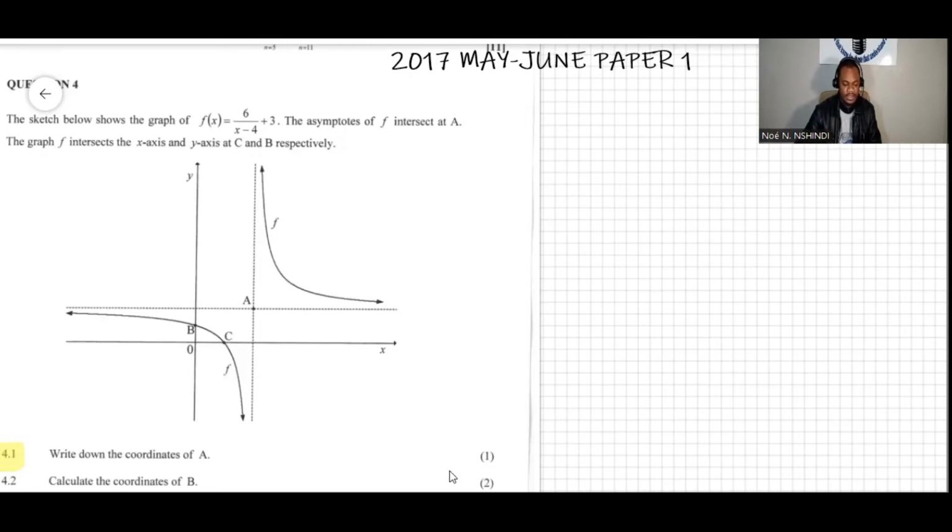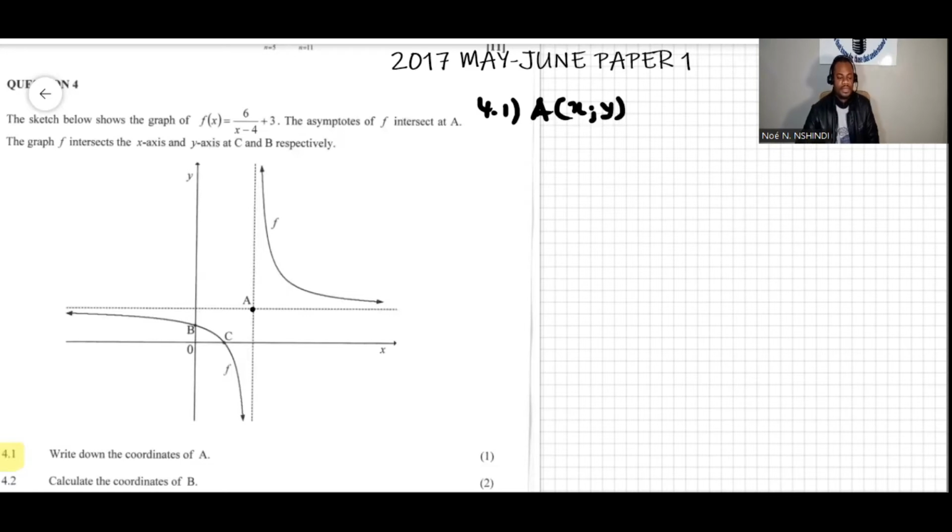As you can see there, the coordinate of A. So A is basically the point over here. Okay, so this point here. So we need to find the coordinate of A. Write the question here, 4.1. So we're looking for the coordinate of A.